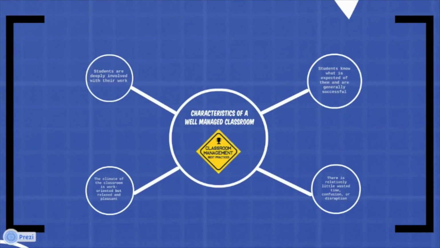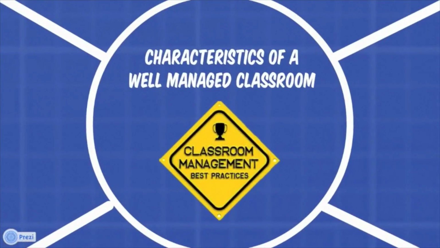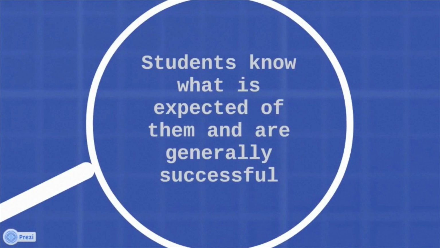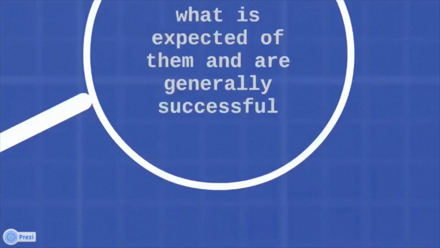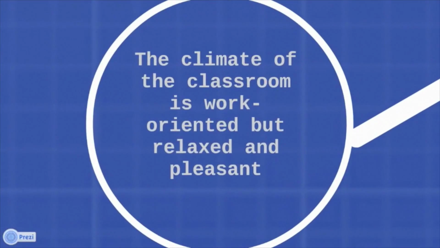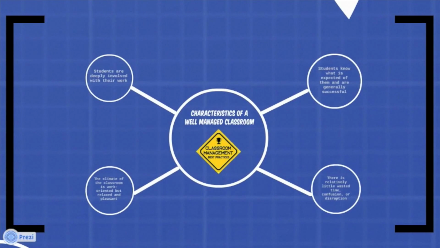Thinking about a well-managed classroom, there are several key characteristics. 1. Students are deeply involved with their work. 2. Students know what is expected of them and are generally successful. 3. There is relatively little wasted time, confusion, or disruption. And 4. The climate of the classroom is work-oriented but relaxed and pleasant. Note that these characteristics are just a few of several critical components of a well-managed classroom.